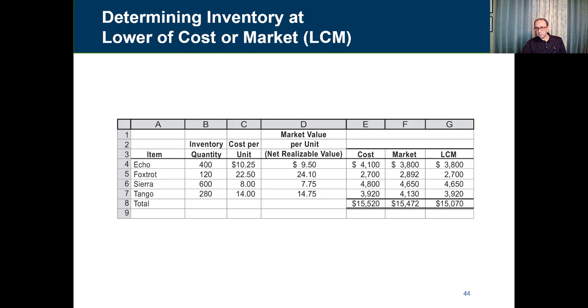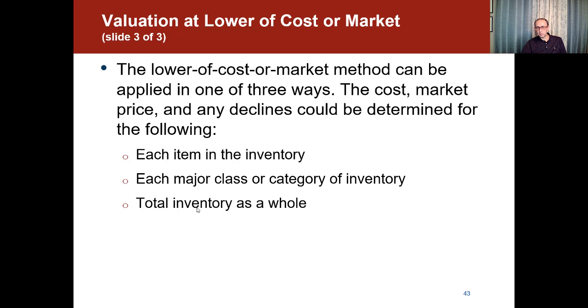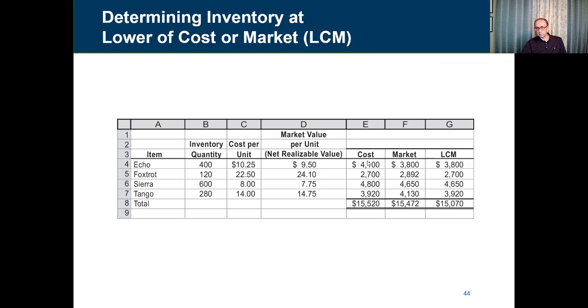The approach I just did here is using total inventory as a whole, which is one of the extreme methods. I get the total for the cost, total for the market, and then we get the difference. You can see that the market is lower, so we go with the market and we reduce our inventory by the difference. Another approach is that we go item by item and we compare cost and market.